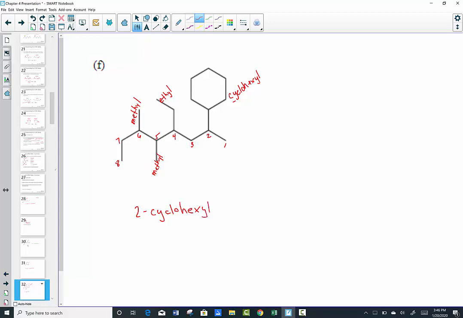The YL ending, naming it as an alkyl group, a functional group coming off of the carbon chain. Then what do we have? The ethyl then comes in the alphabet. So at carbon 4, we have an ethyl. Then we number 5, 6, telling you that there's 2 methyls. So 5,6-dimethyl. And then what was it? Octane. 2-cyclohexyl, 4-ethyl, 5,6-dimethyl, octane. Beautiful work.